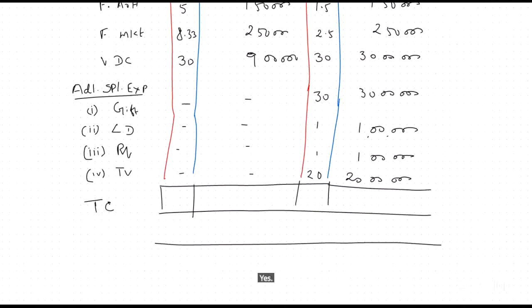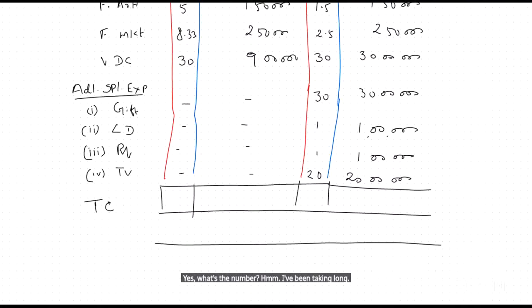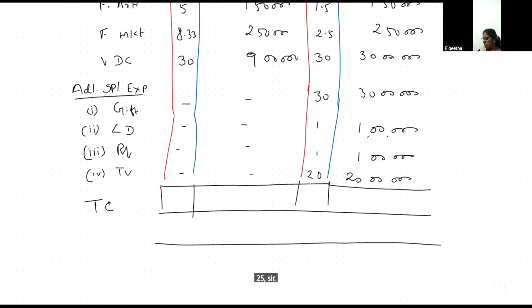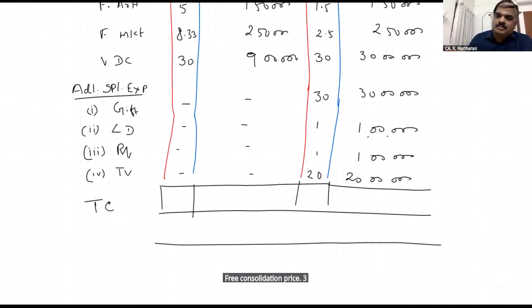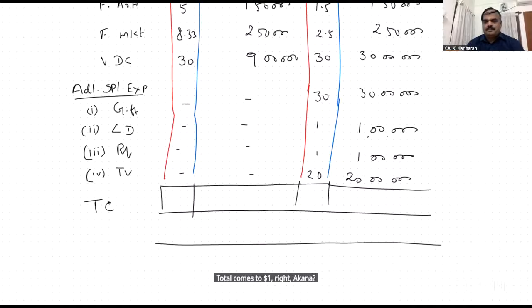Lucky draw, 1 lakh, sir. First prize how much? 25,000. First prize 50,000, sir. Plus second prize how much? 25,000. Third prize how much? 10,000. Three consolation prizes, 3 into 5,000. Total comes to 1 lakh.